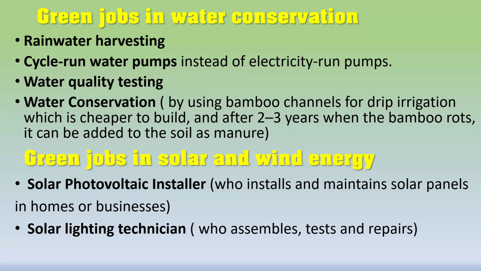Then cycle-run water pumps instead of electricity-run pumps. Test water quality from time to time. And rainwater harvesting is something which we must do. River linking is something else we must do. We are making such huge connectivity for transport. We must do river linking also.